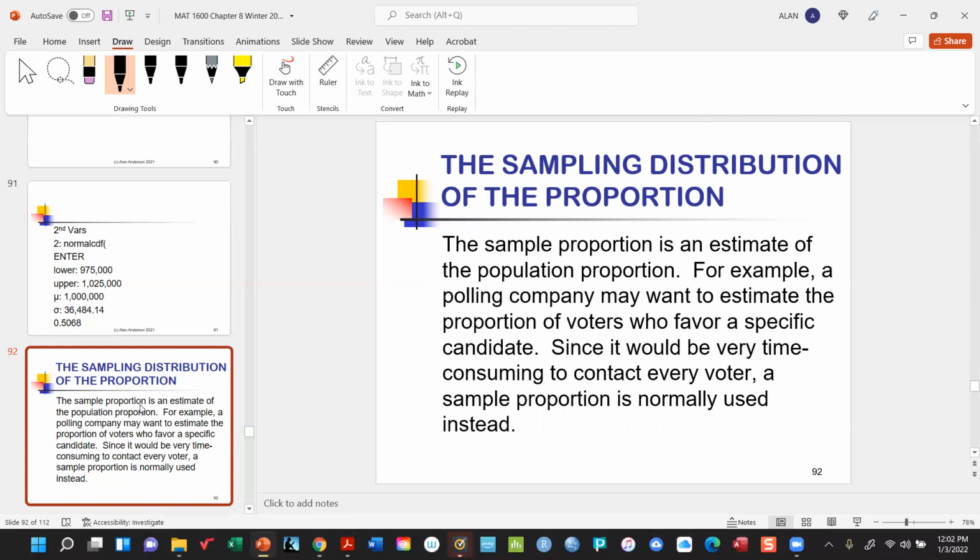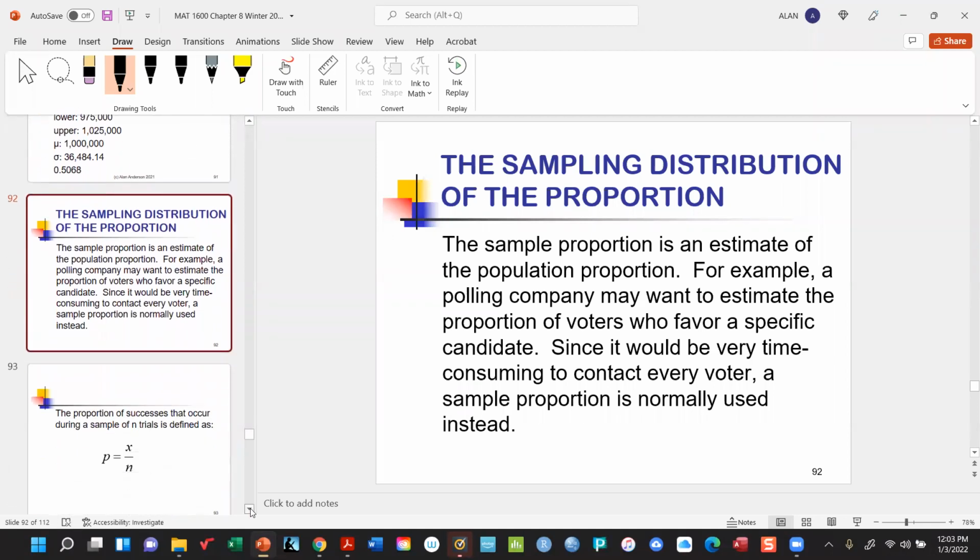So, we often see this with political polling. Those are all sample proportions that you're looking at. When they tell you that 48% of the population is in favor of this candidate, that's a proportion that they're estimating for you. They're giving you a sample proportion based on their sampling, but it's meant to represent the entire population. So how will this be different?